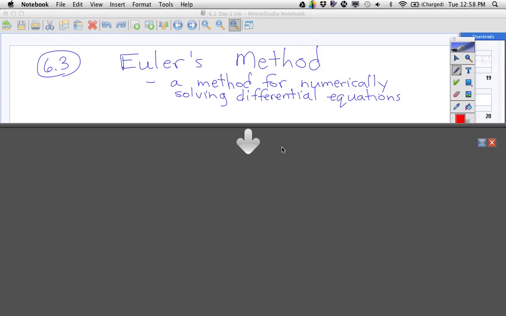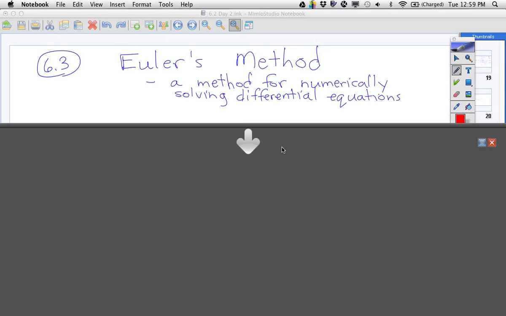Now, it seems like a shift of gears. It says Euler's method is a method for numerically solving differential equations. So in one way, it's very different from what we've been doing, which seems kind of strange. Why would they throw this in chapter 6 when it's not really related to what we're doing? But as you'll see, there are some things about it that are very much connected with what we're doing. But first, the differences.